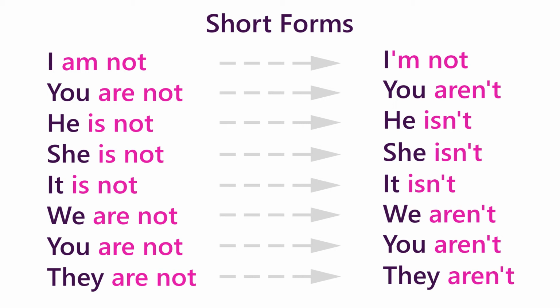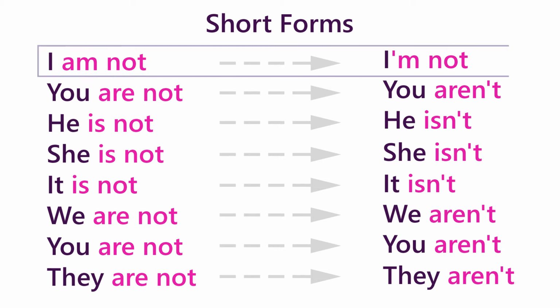As you can see, the verb and not are joined together with an apostrophe replacing the missing letter, which is the O in not. The only exception is am not, which cannot be contracted. Therefore, the contraction for the affirmative form may be used.